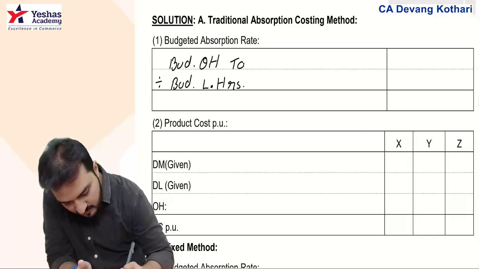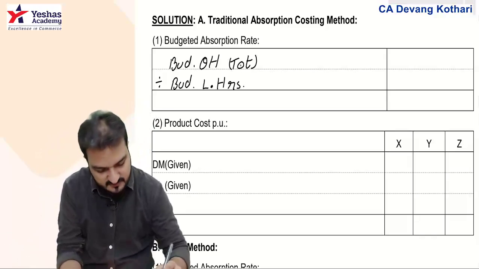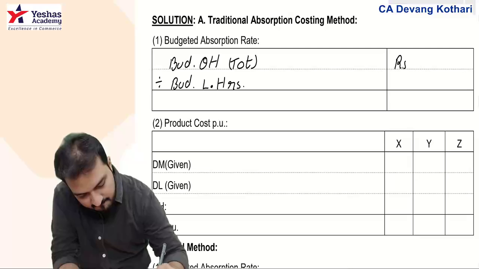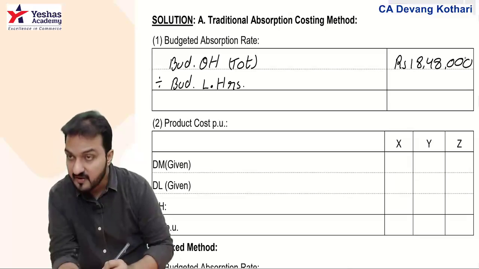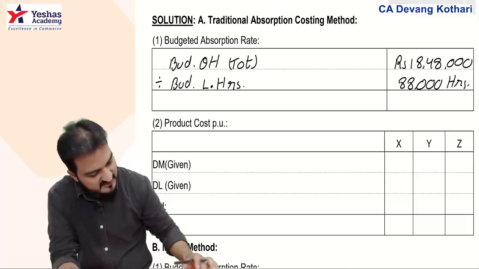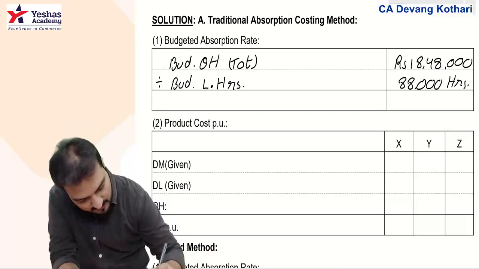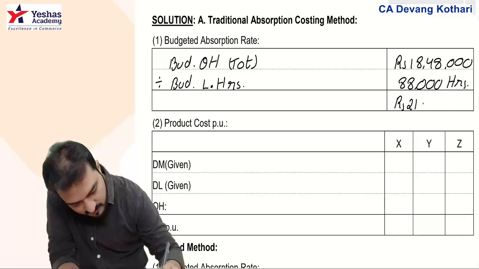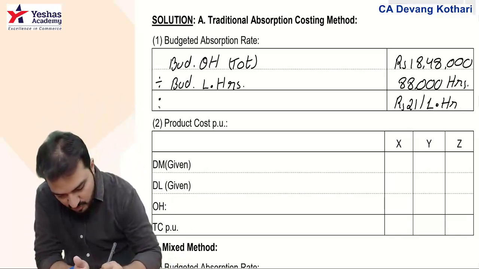Budgeted overheads that I take here will be total, which is 18,48,000 divided by budgeted labor hours given in the question, 88,000 hours. So 18,48,000 divided by 88,000 hours gives you 21. 21 per labor hour becomes your budgeted absorption rate.